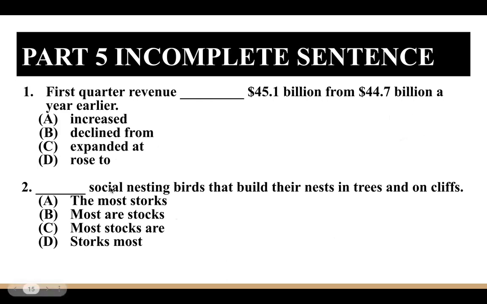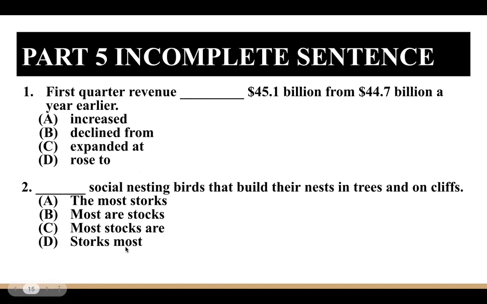Is it C? Social nesting bird that builds on a tree cliff. This is subject-verb agreement, right? For the second question we deal with subject and verb agreement. Social nesting bird is a noun phrase, so what we need is subject plus verb, right? What we need is verb to be or verb to do, so most stops are would be the correct answer.